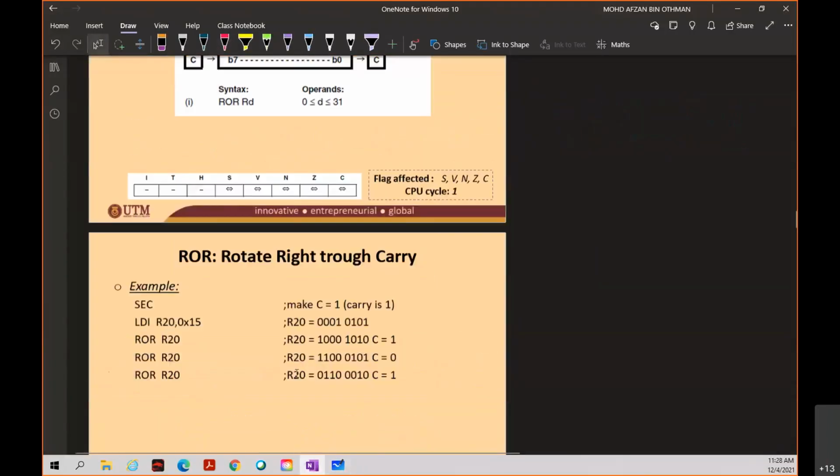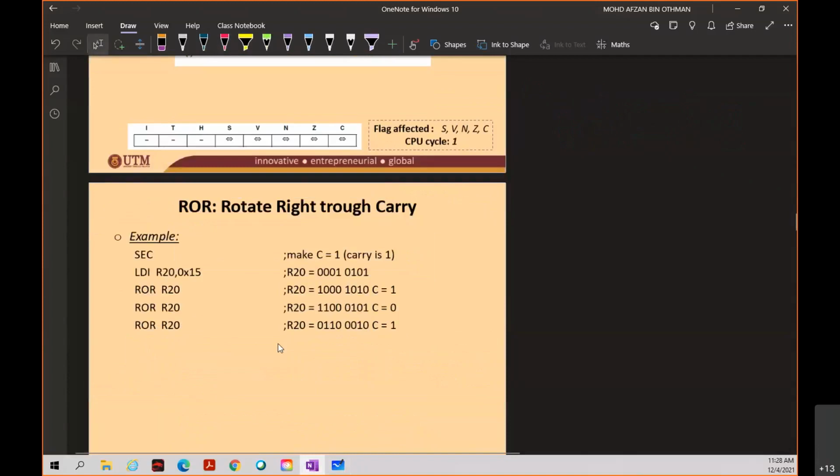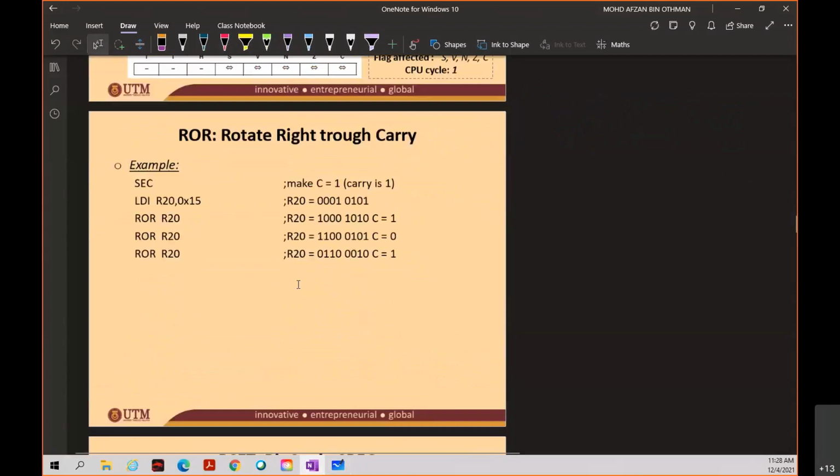So this is another example. You can do it yourself, see how it works.